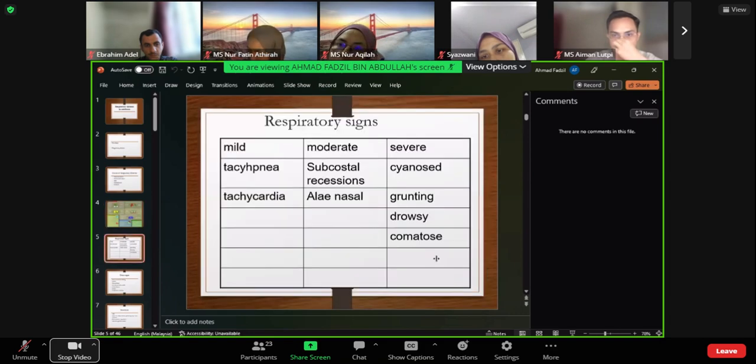So the most important are the respiratory signs. And you can divide them as mild, moderate, and severe. Mild, you can come with tachypnea and tachycardia only. Moderate, they can have subcostal recession and nasal flaring. Severe can be cyanosis, grunting, drowsy, and comatose. So when the baby comes out, you have to decide whether the patient is mild, moderate, or severe, and these signs will help you decide.